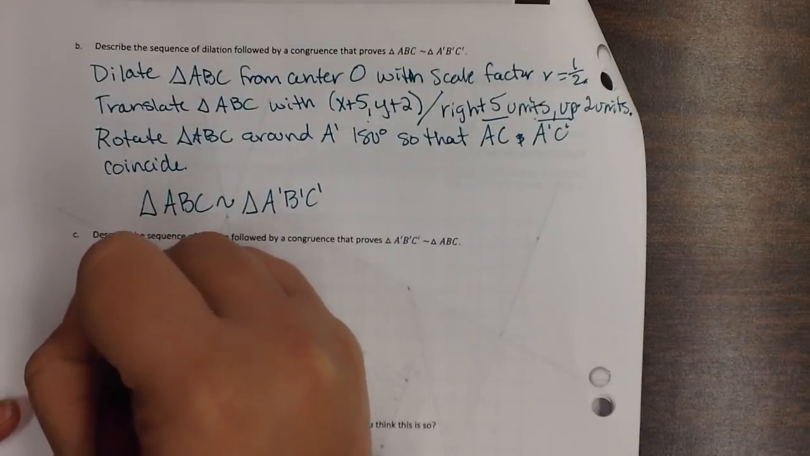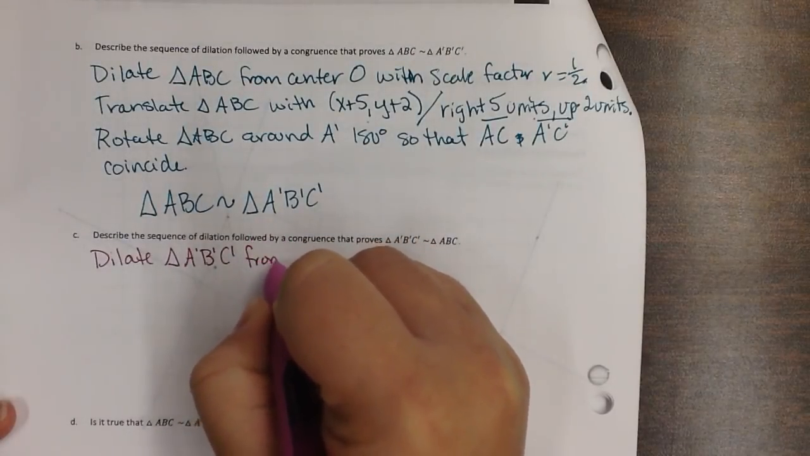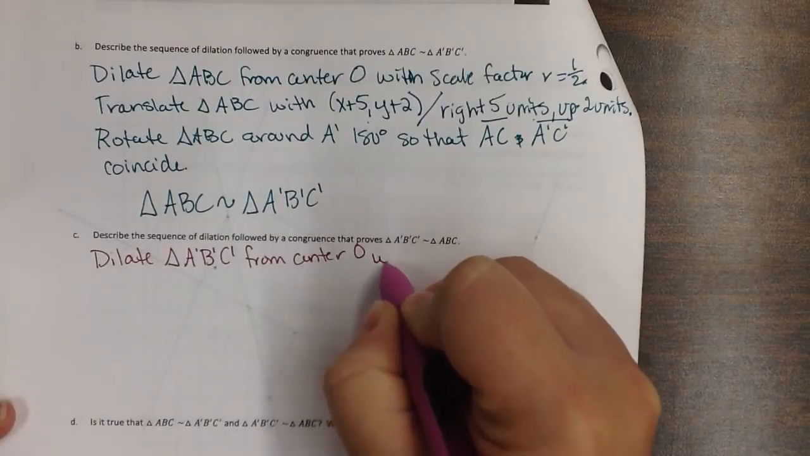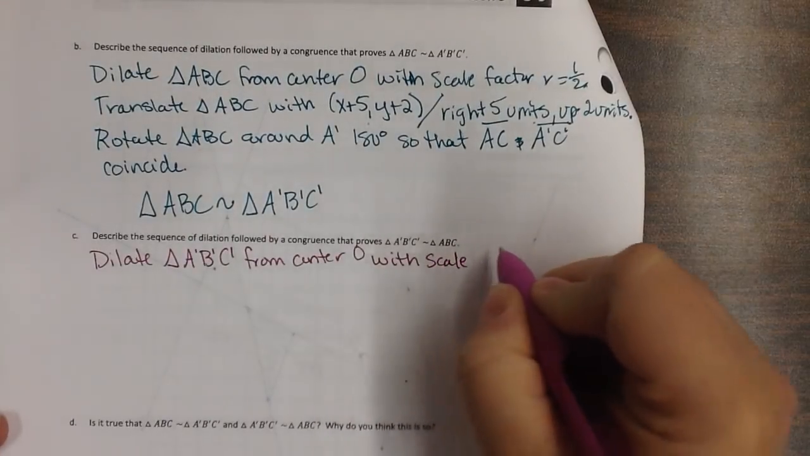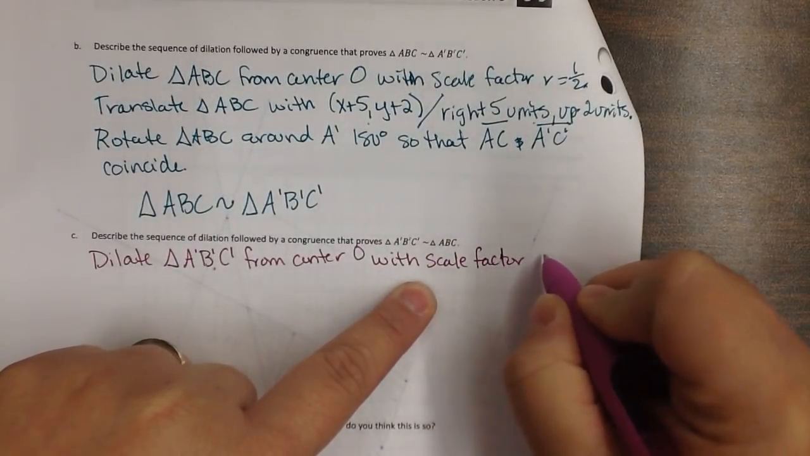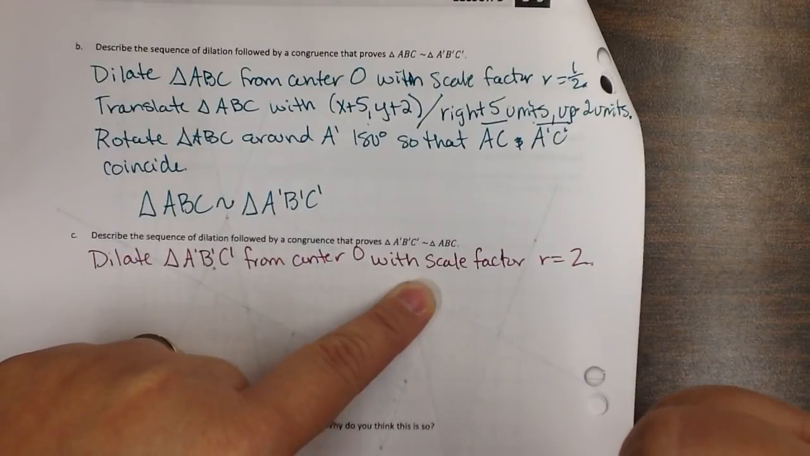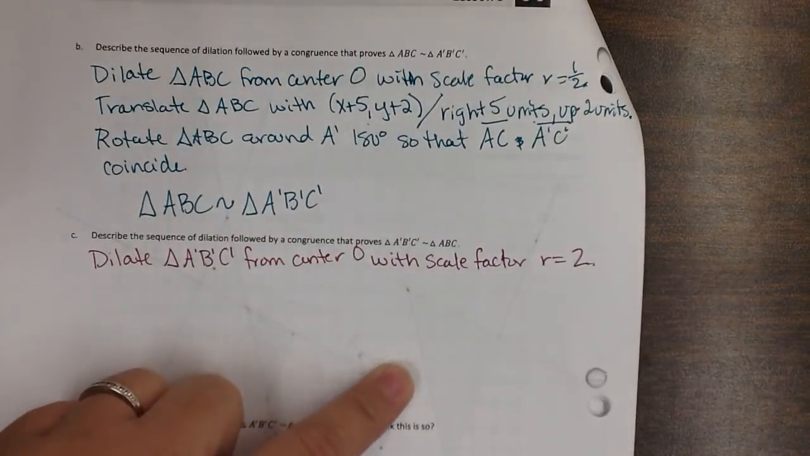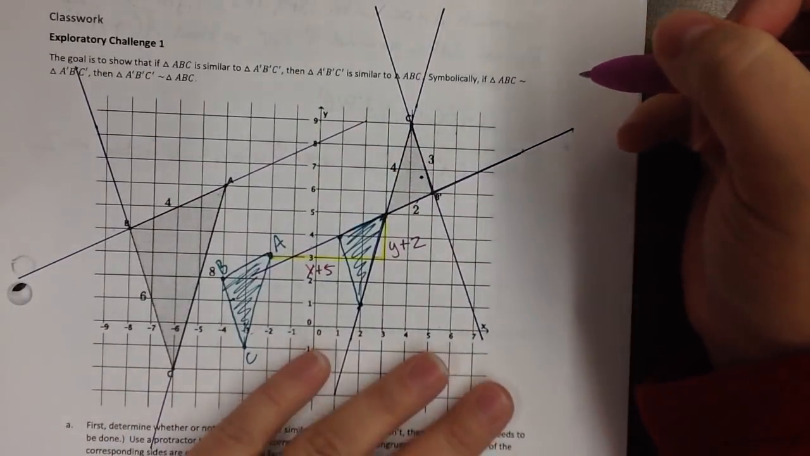So we would dilate triangle A prime, B prime, C prime from center O with scale factor R equals 2. That's the reciprocal of 1/2. Okay? Then, okay, so let me go back over here. This is going to be really pretty. Okay, so it's going to get bigger and move off.